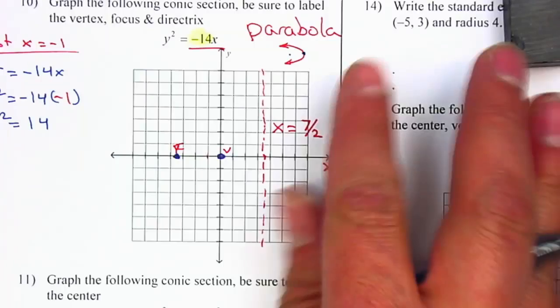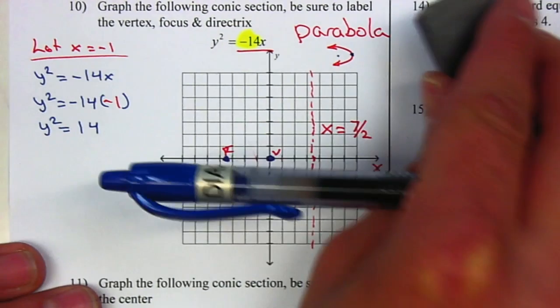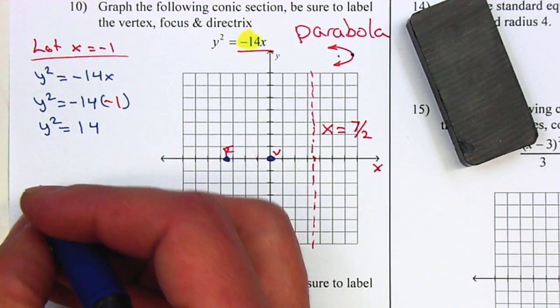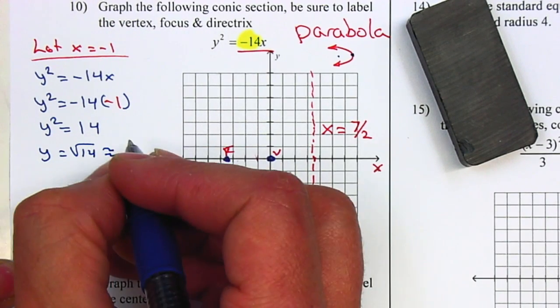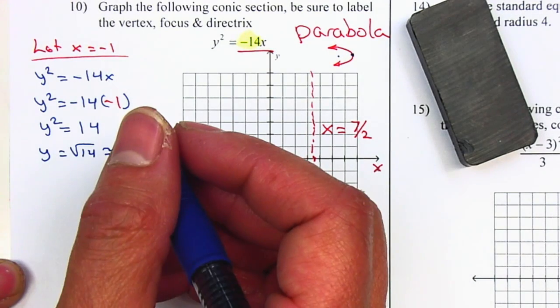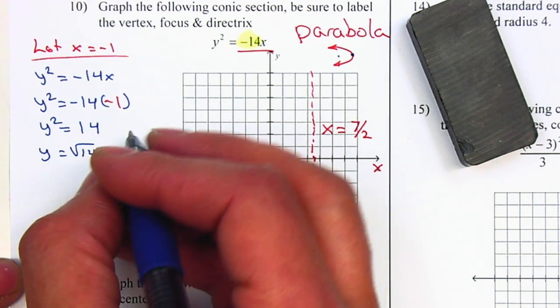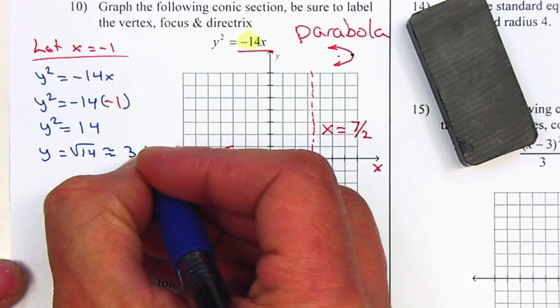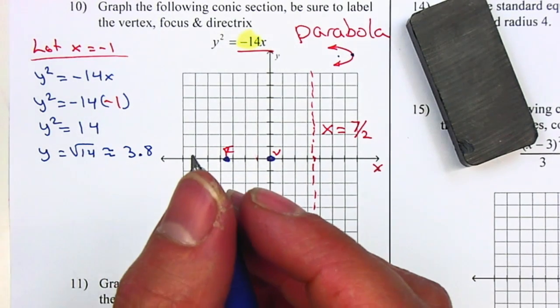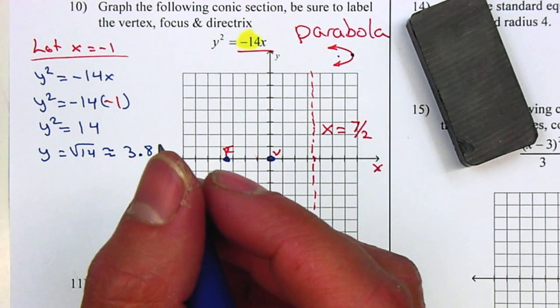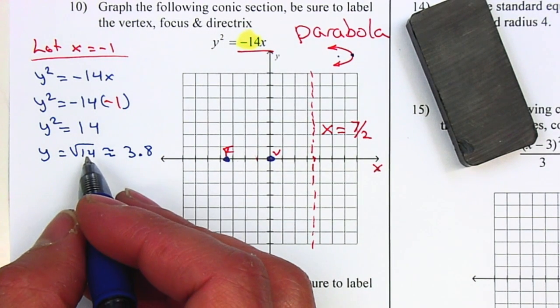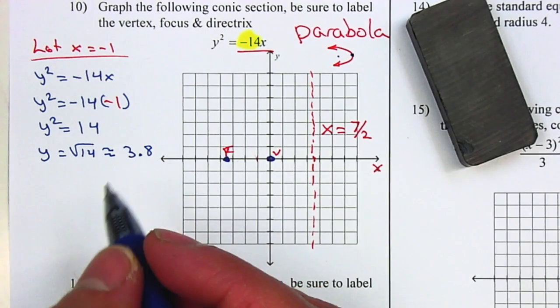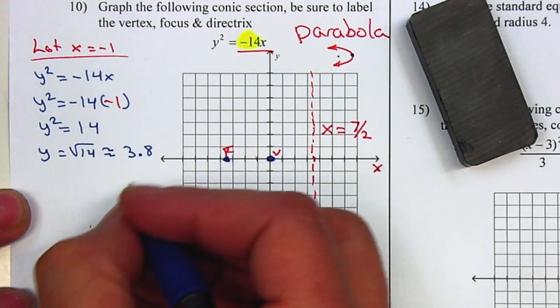I'm going to take the square root on both sides. So y is equal to the square root of 14, which is about, the square root of 16 is 4, so it has to be about 3.8. Anything around there is fine. 3 times 3 is 9, 4 times 4 is 16. So 14 is closer to 16, therefore it's 3.8. That will give me 2 points.